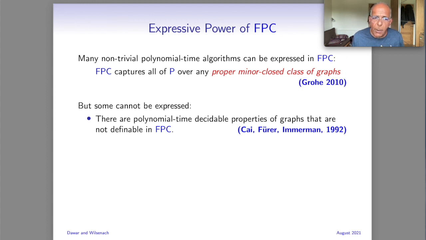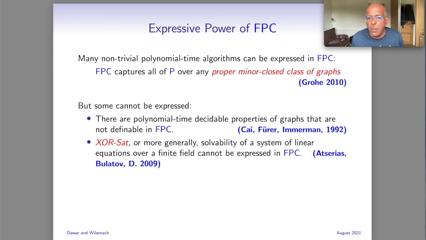But on the other hand, there are properties which are in polynomial time and cannot be expressed in FPC. This was already established by Cai, Fürer and Immerman, the journal paper appeared in 1992. We're going to look at this construction in rather more detail. They define a class of graphs, which is, it's a complicated definition, as we'll see. But from this, many natural properties turn out to be not definable in FPC.